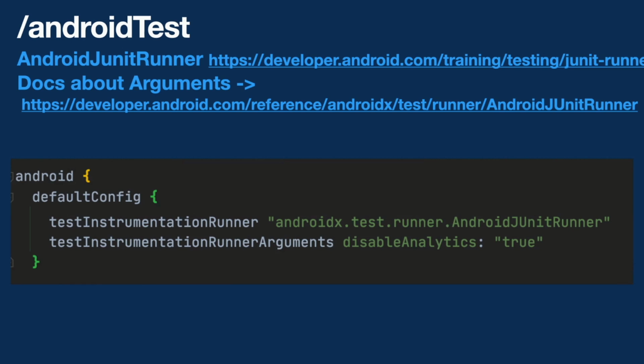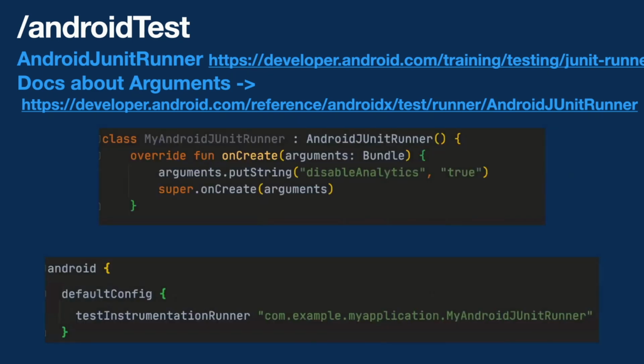So let's say you wanted to just hard code this and say, I don't care how my instrumentation got invoked, I just always want this to be true, disable analytics. Then you can actually do a custom JUnitRunner, and you could just insert that string into the arguments bundle before you call onCreate, and that argument will be hard coded always to true no matter what context you execute that in.